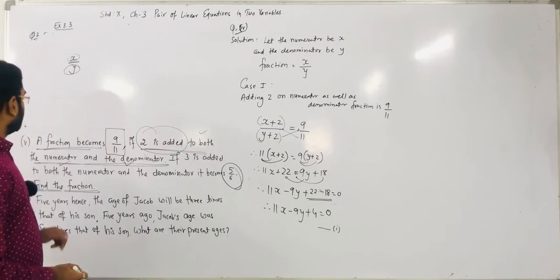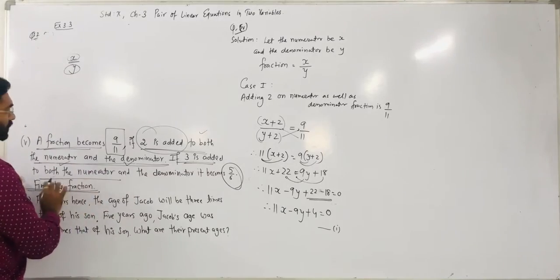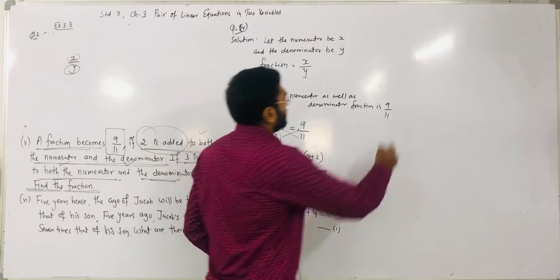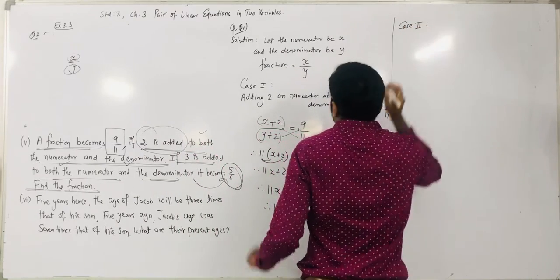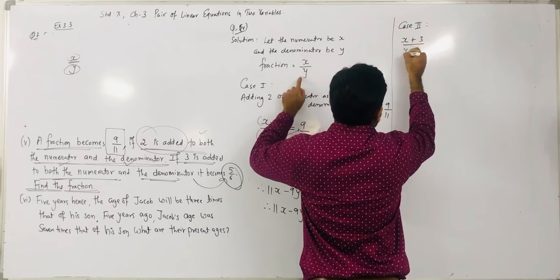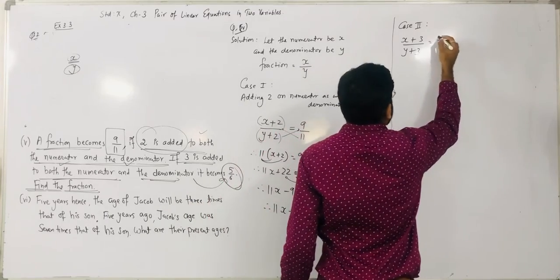Now we have to make case 2 from the second statement. 3 is added on both numerator and denominator, then the fraction becomes 5 by 6. So this is case 2. This is case 2: in the numerator and denominator, if you add 3, x plus 3 and y plus 3, then your fraction becomes 5 by 6.